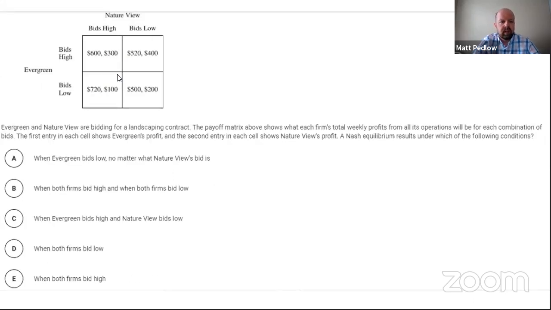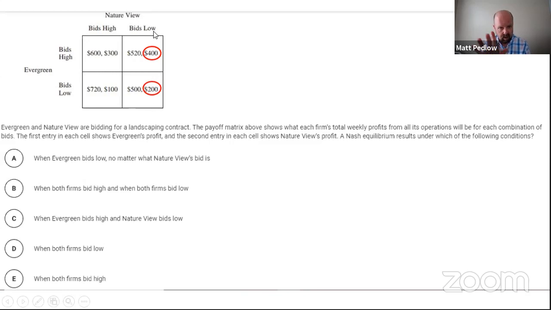And let's do one more, Evergreen and Nature View, because I want to spend some time doing a couple free response with you today. So they're bidding for landscaping. Once again, if Evergreen goes high, if Nature View goes high, they get 300. If they go low, they get 400. And Evergreen goes low, excuse me. If Nature View goes high, they get 100. If they go low, they get 200. So once again, Nature View has a dominant strategy to go low.